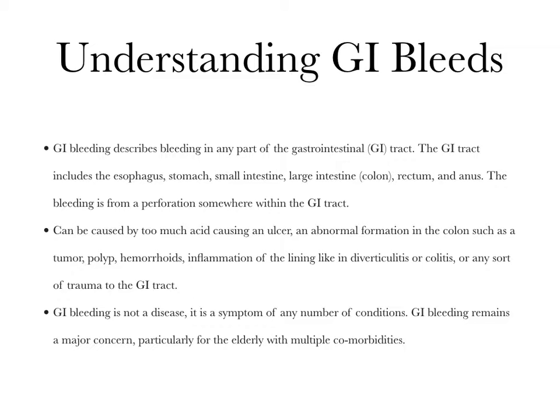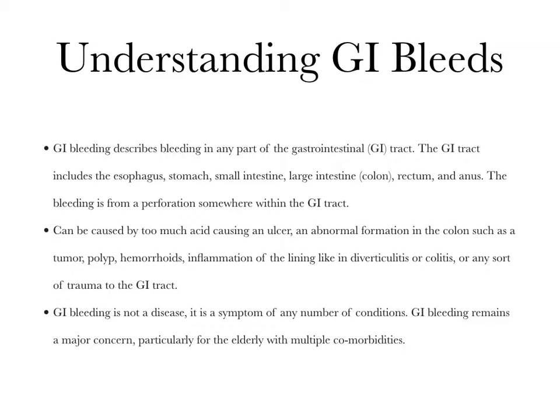A GI bleed includes any bleeding that happens from any part of the GI tract. So, that includes the esophagus through the anus, bottom to top. This bleeding could be caused by an ulcer due to too much acid coming from the stomach. It could come from a tumor or a polyp, hemorrhoid, or inflammation of the lining, like in the case of diverticulitis or colitis, and for gastritis as well.